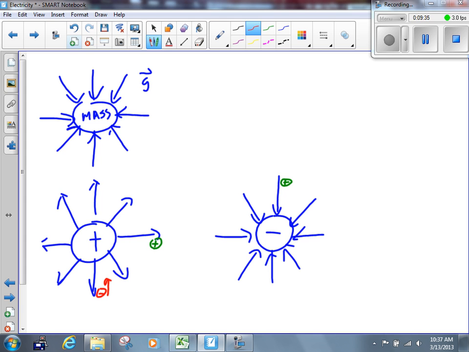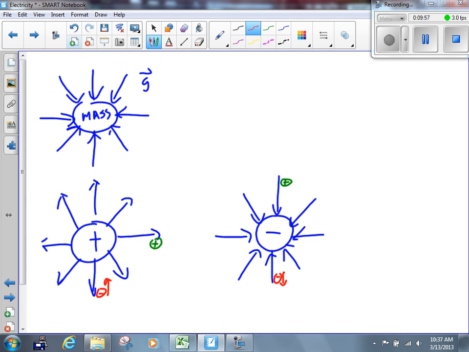We don't define the direction of the electric field as the way that a negative will move. So a negative moves inward towards the producer in this case. A negative moves outward away from the producer in this case. But the electric field is still defined in the way that a positive would move. So the electric field is opposite to the way that an electron or any kind of negative particle would move. Always remember that.